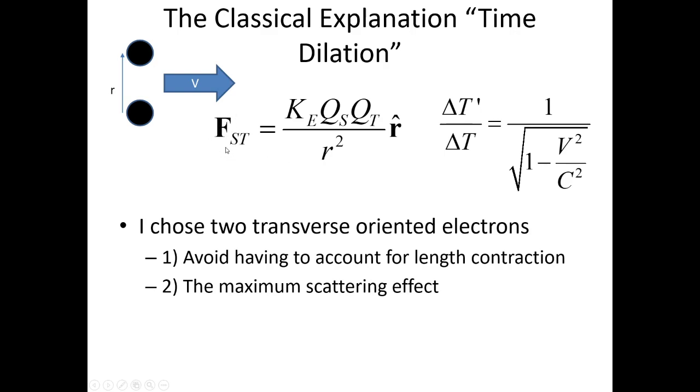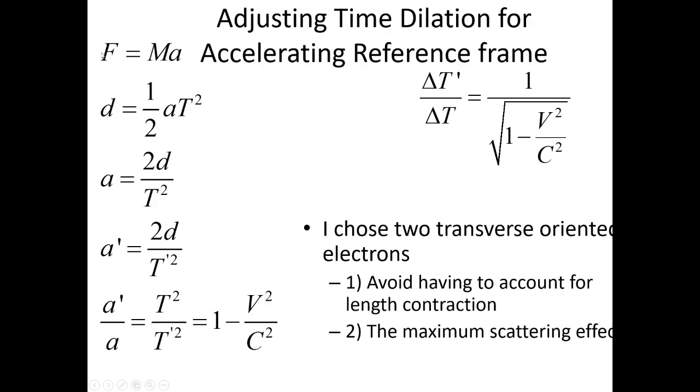And force represents something that's accelerating, okay? Force is equal to mass times acceleration, okay? So we have to speak in terms of how do we adjust acceleration for time dilation? Well, let's do the well-known equation that the distance an object travels is 1/2 the acceleration times time squared. And then let's solve for acceleration. Then we get this equation here.